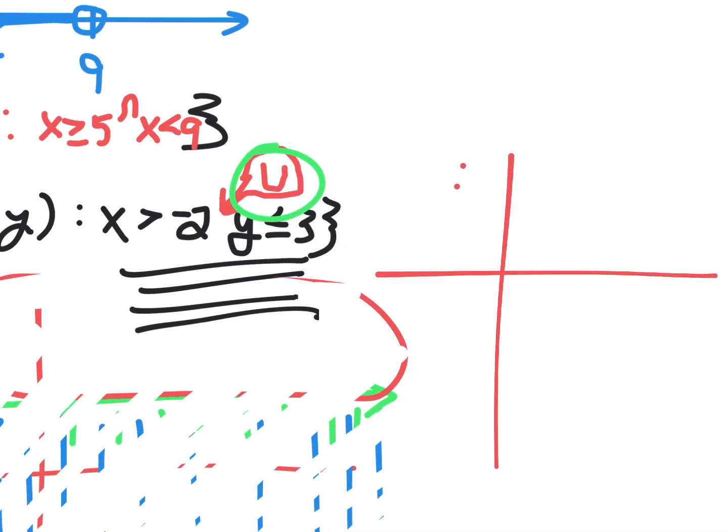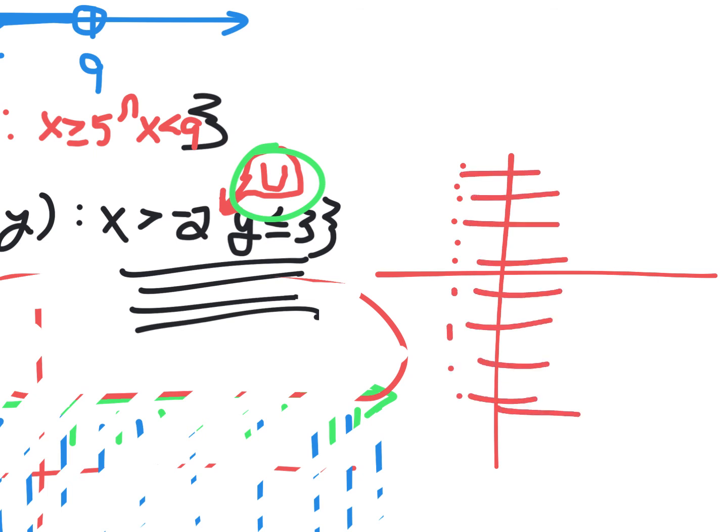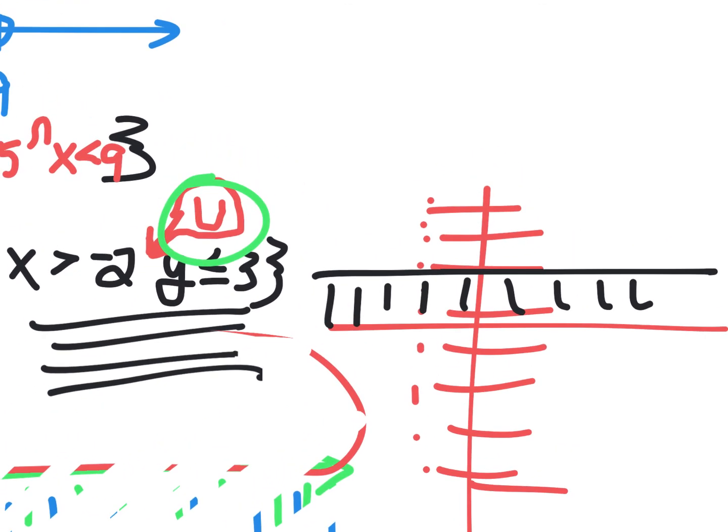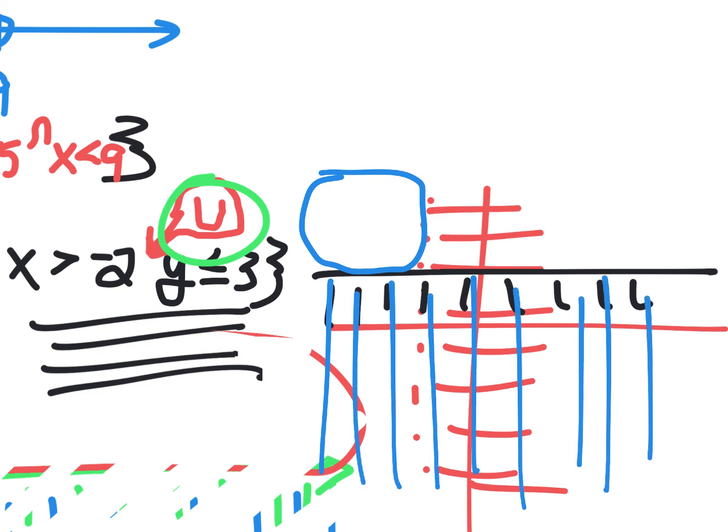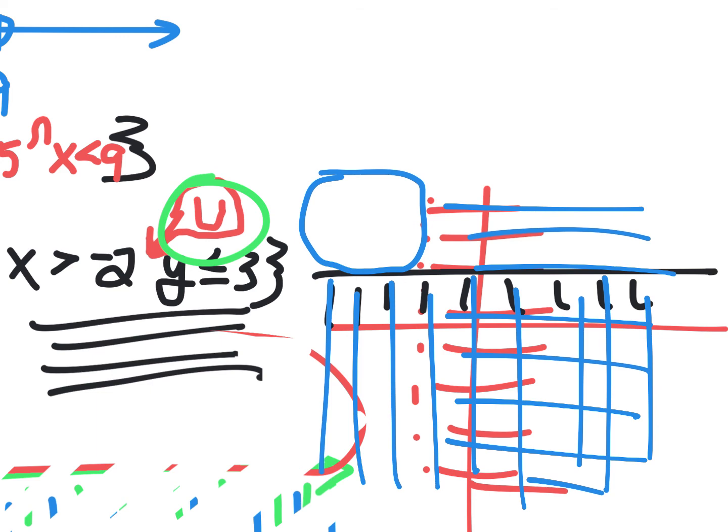X is greater than -2. Here's -2. Greater than goes this way. And then Y is less than 3. Here's where Y is 3. And less than 3 goes this way. And now it's whoa. Yeah, now it's everything that has been shaded. So basically the only thing that isn't shaded is this area up here. Everything else was shaded in some way. And yes, I know they overlap, but we don't care because the symbol was a union.